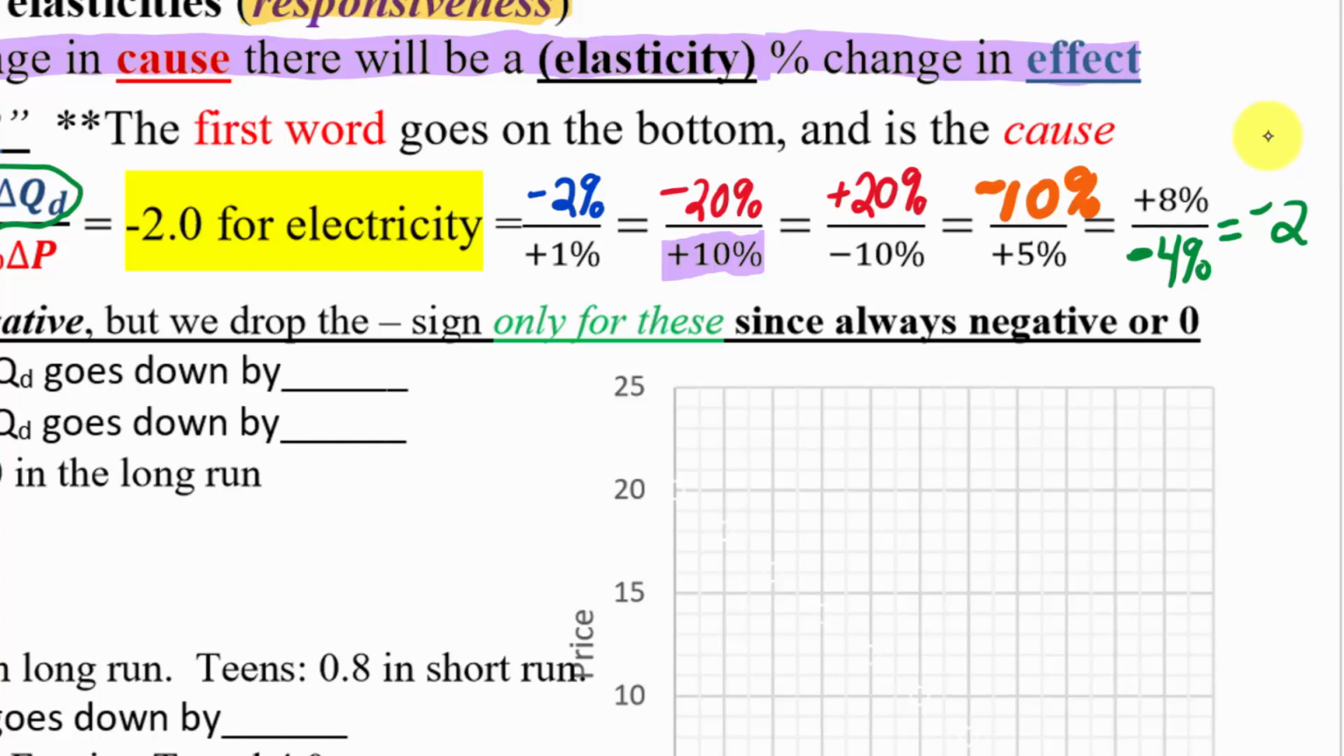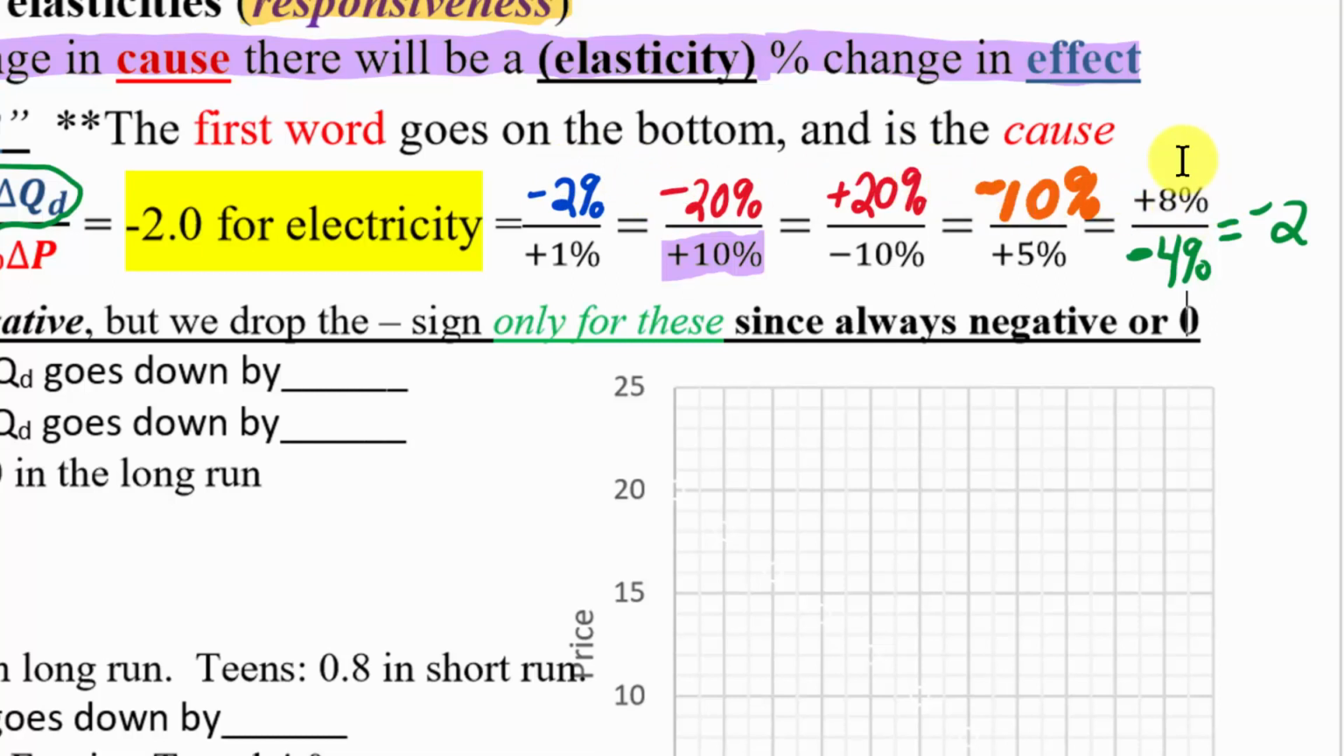So this number minus 2, this elasticity, the price elasticity of demand for electricity in the long run, not how people would react tomorrow, but how people would react a year from now or 2 years from now to a change in electricity prices. Minus 2 tells us people are pretty responsive. What this minus 2 tells us is that no matter what the change in price is on the bottom, the effect on the top is always twice as big.